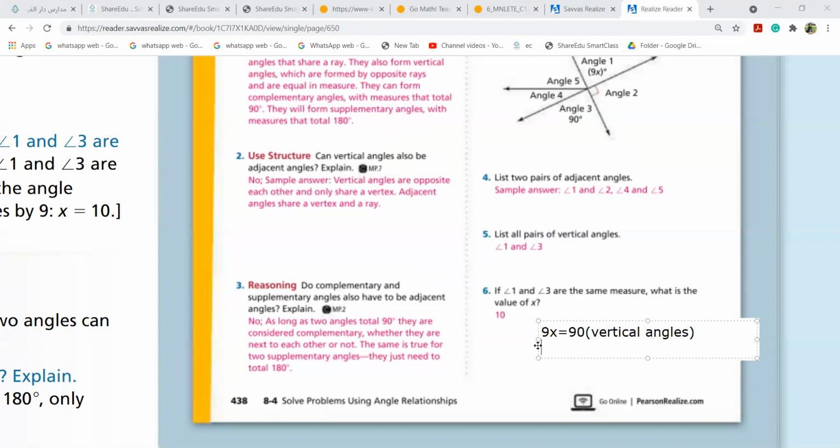All right. So when 9x equals 90, what is x? Where will 9 go? To the other side. Will it divide or multiply? Divide. Yeah, excellent. 90 over 9. What is 90 over 9? Your answer is 10. So this is how I got 10. 9x equals 90 because they're opposite angles, and vertical angles are always equal. From that, if I find x, I get 10.